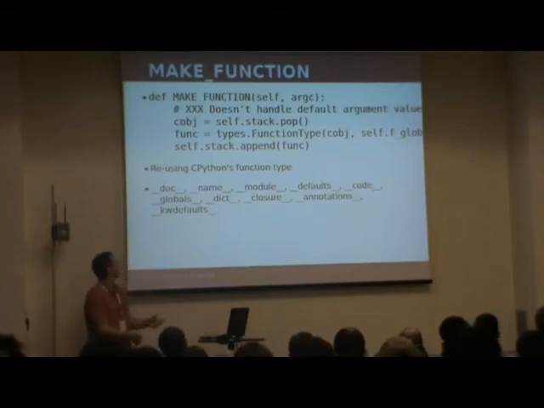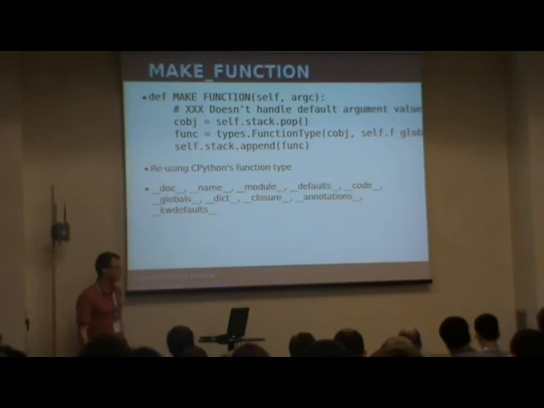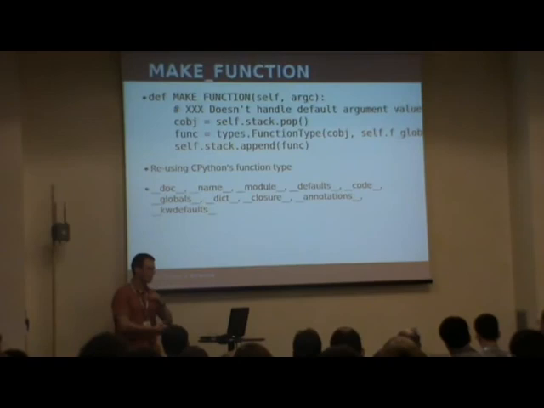Function objects have a couple of attributes that you might have. The code object is referenced in there. You've got quick access to the module, etc., so you don't have to go via the code object to find those things.